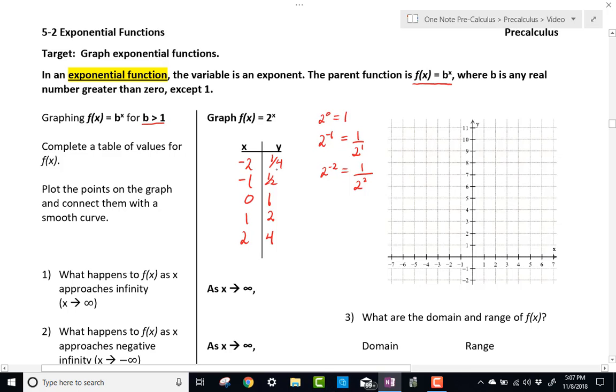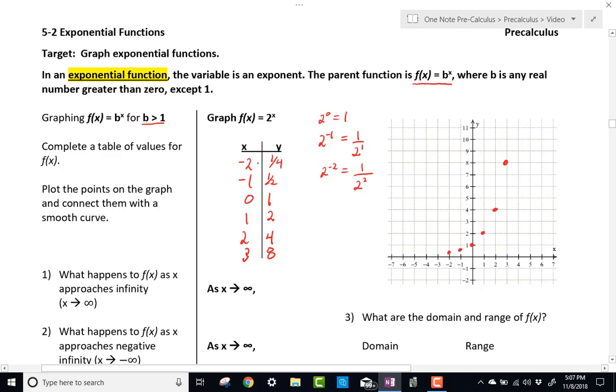Alright, so let's plot those values and see what's going on here. So at -2 I'm at 1/4, at -1 I'm at 1/2, at 0 I'm at 1, at 1 I'm at 2, at 2 I'm at 4. Anybody want to guess where we're going to be at 3? Yeah, we're going to be at 8. Alright, so at 3 I'll be at 8, and so on and so forth.